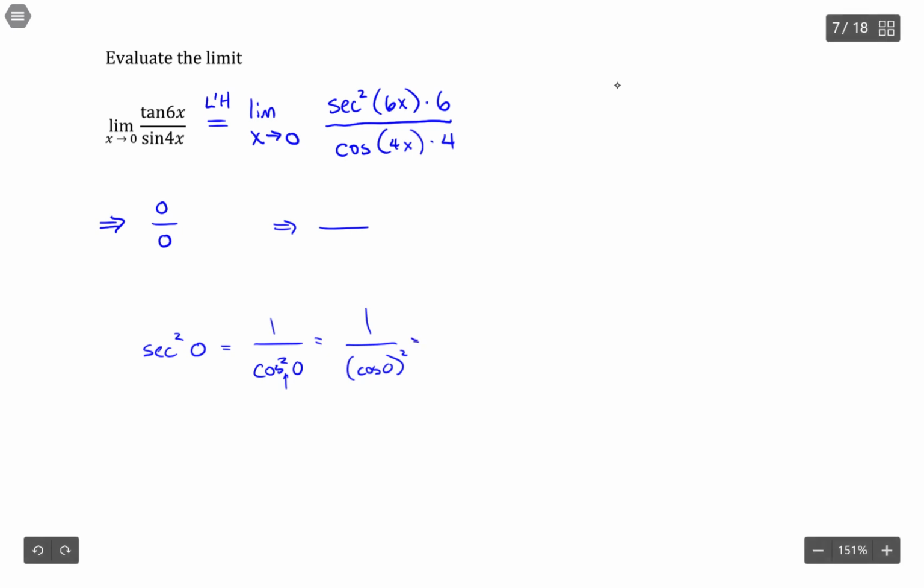Cosine of 0 is 1. So this is 1 over 1 squared, which is just 1. So secant squared of 0 is 1. And then I have this multiplier of 6. Cosine of 0 is also 1, times 4. So this is going to result in 3 halves.